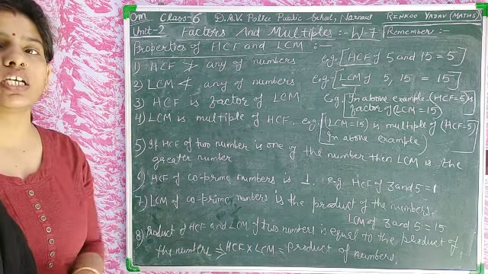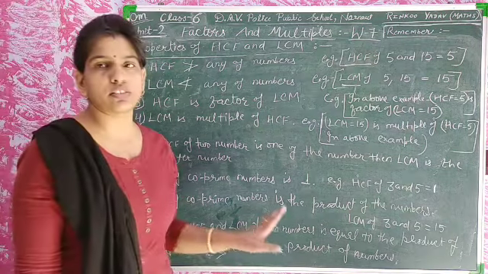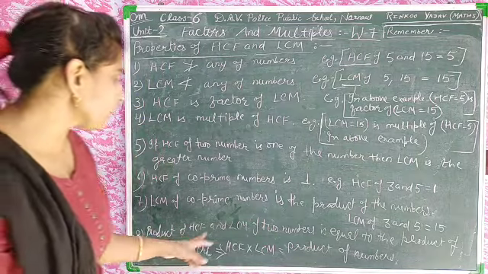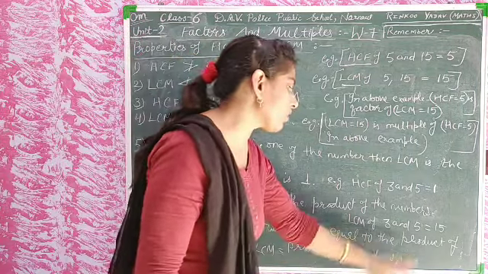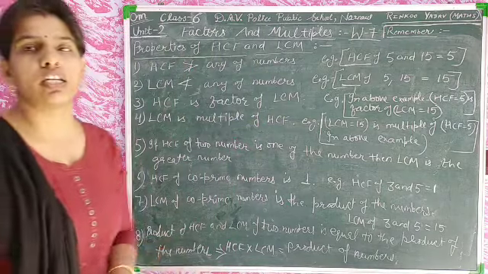It is compulsory to understand this property. The product of the HCF and LCM of two numbers is always equal to the product of the numbers.